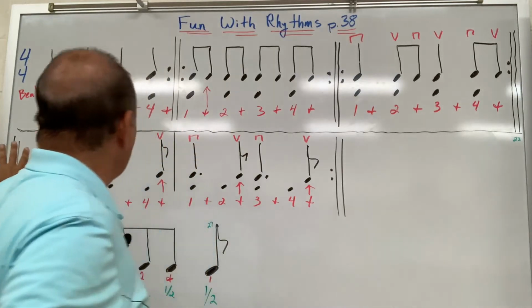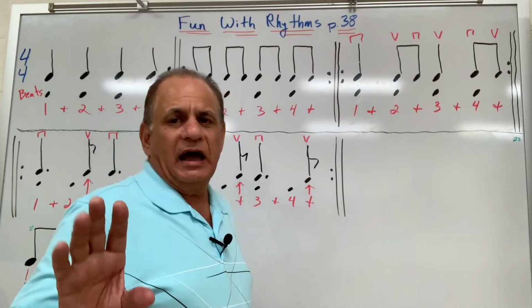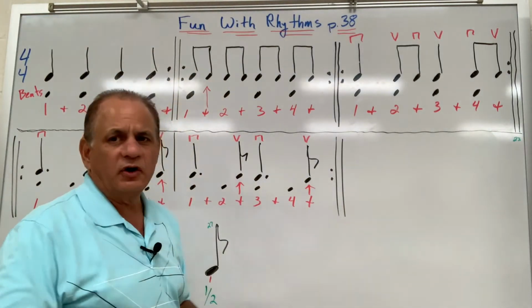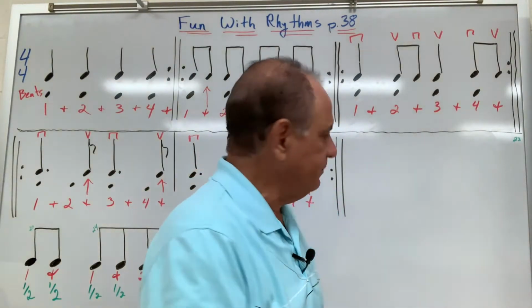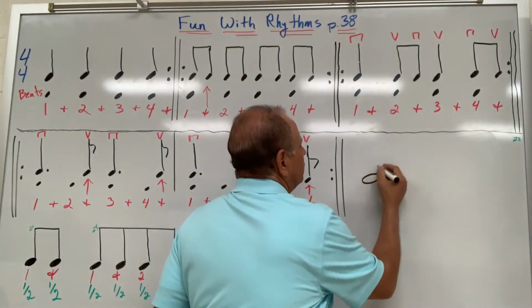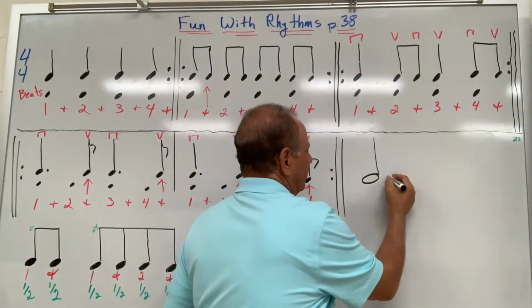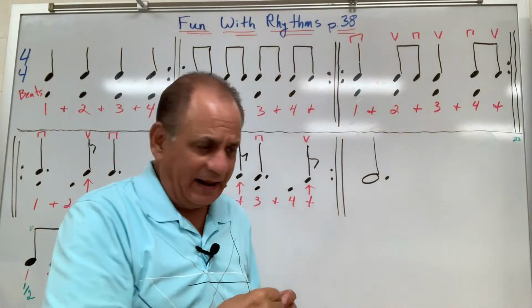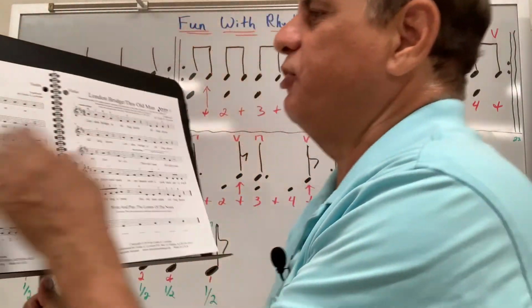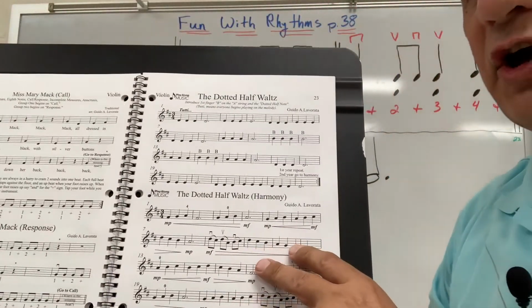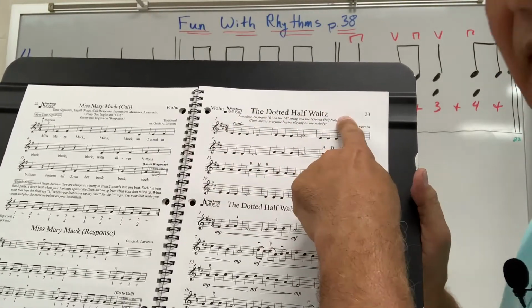Now, we want to learn how to play the D major scale with dotted rhythms. Before we talk about the dotted quarter note, let's discover where we first learned a dotted note. We first learned a dotted note with a half note, and then a dot after it. We learned the dotted half note waltz. On page 23, we learned how to count the dotted half note in the song, The Dotted Half Waltz.